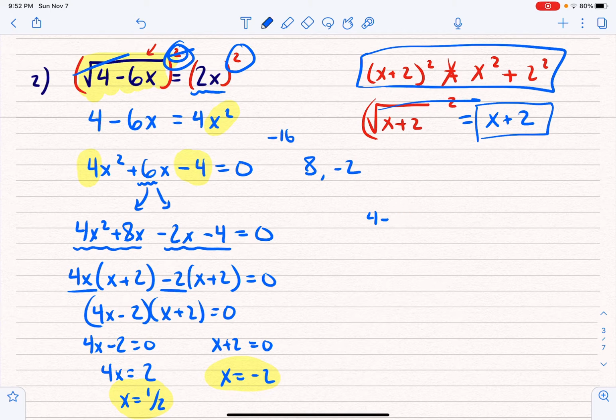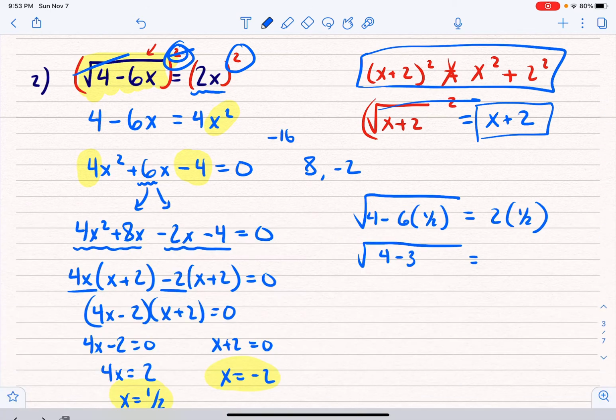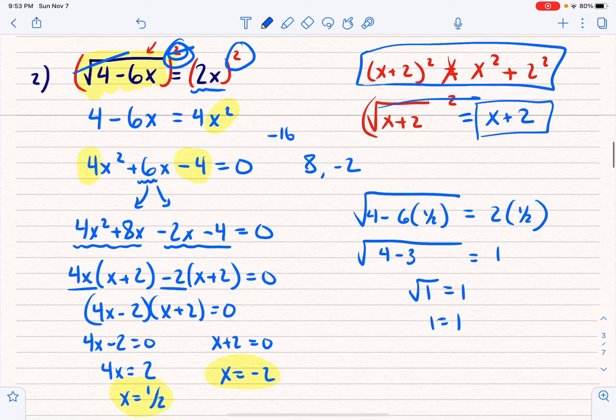Okay, so 4 minus 6 times 1/2, the square root of that equals 2 times 1/2. And let's see, this comes out right. So what would this be? 6 times 1/2 is 3, so we get 4 minus 3 equals 2 times 1/2, which is 1. Okay, so 4 minus 3 is 1, square root of 1 is equal to 1, and that is true. So we feel good about that. So x equals 1/2. That is a good answer. All right, let's try the other one.